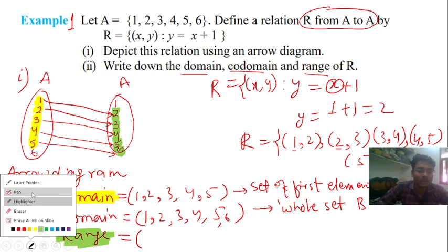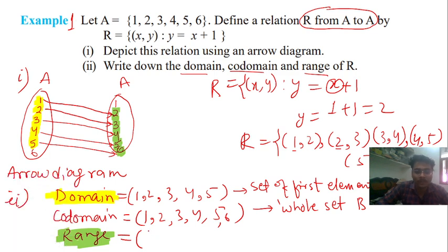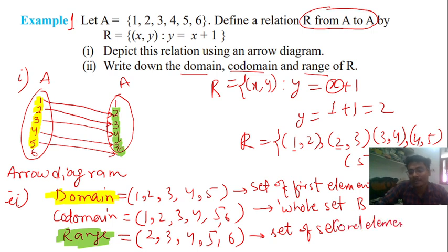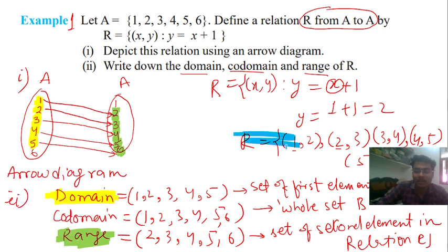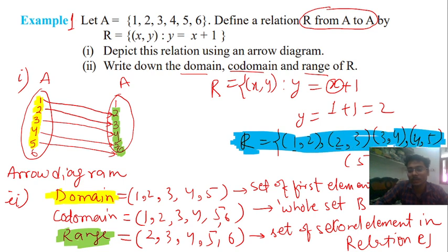We will write something here. Range will be 2, 3, 4, 5, 6. You can write the definition: set of second element in relation R. So you will try to find out the relation set first, and then we will continue with our next part.